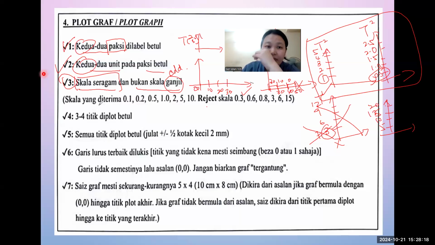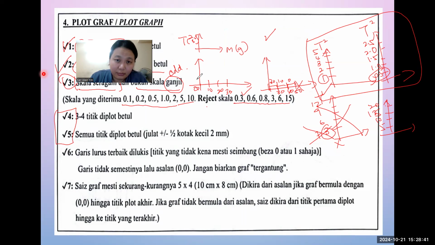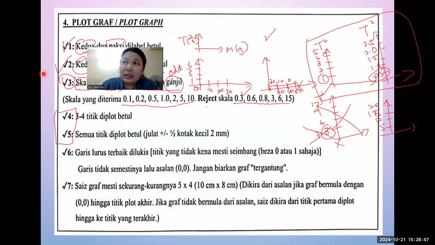Now, scales accepted: 1, 2, 3, 4, 5. Reject 0.368 and the like. The common ones we accept. The odd ones like 3 cannot. Okay, then if you plot all correctly, let's say you get 1, 2, 3, 4, 5, you plot all correct, but your data is wrong, let's say.